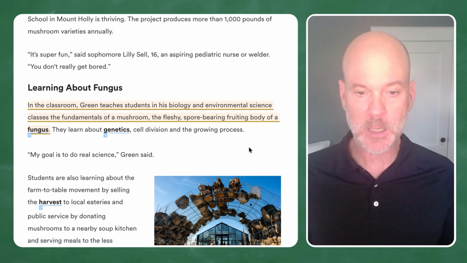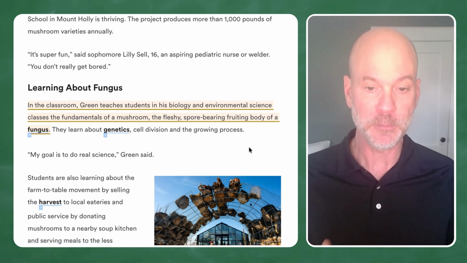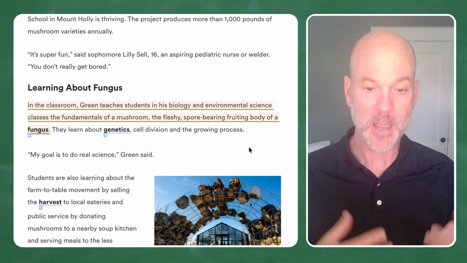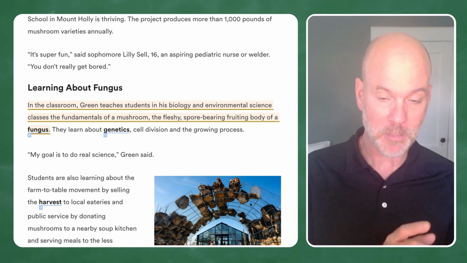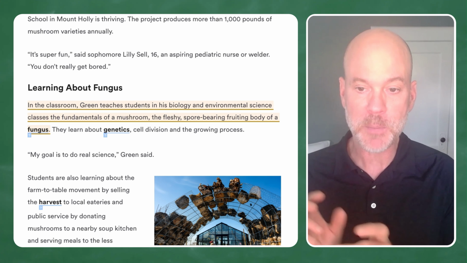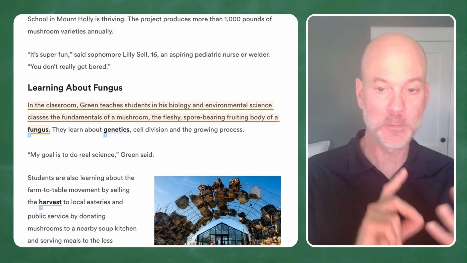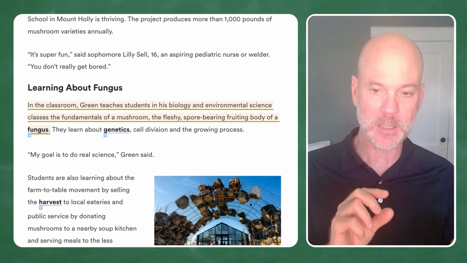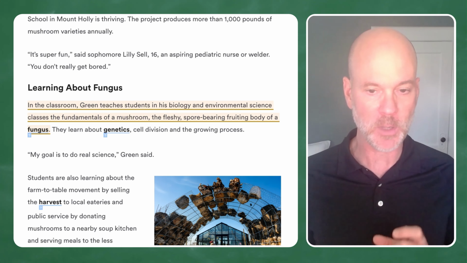"In the classroom, Green teaches students in his biology and environmental science classes the fundamentals of a mushroom, the fleshy, spore-bearing, fruiting body of a fungus." The AI's analysis is pretty sharp here. It pointed out that the part after the comma, modifying the mushroom, redefines a familiar word, mushroom, using 3 pieces of stacked technical vocabulary: fleshy, spore-bearing, fruiting body. And a student who reads this sentence is going to have to recognize that the noun phrase after the comma is renaming mushroom. It's not introducing something new.